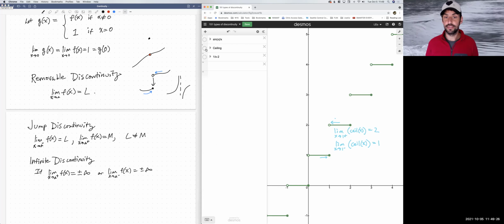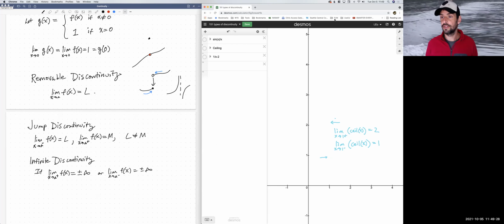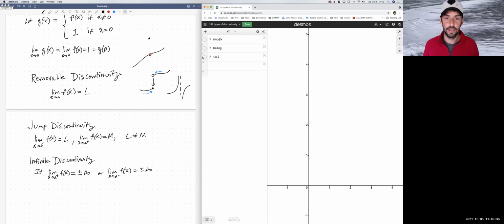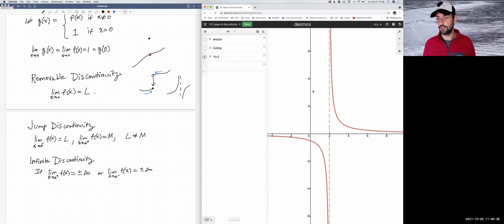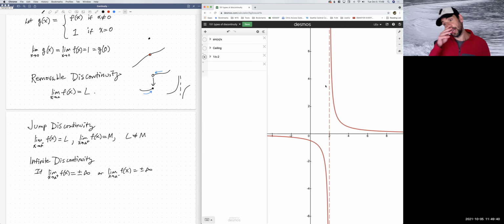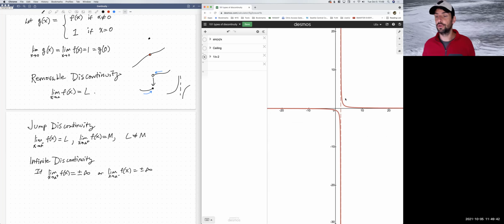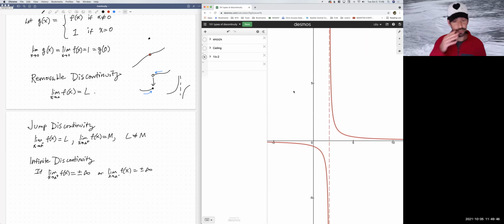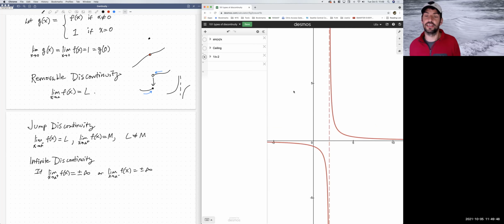And so a classic example of this, let me clear this drawing. Here's a, there we go. This is 1 over x minus 2, right? It has this asymptote at 2 where it explodes off into positive and negative infinity, depending on which side you're coming from. And then we have an infinite discontinuity, right?